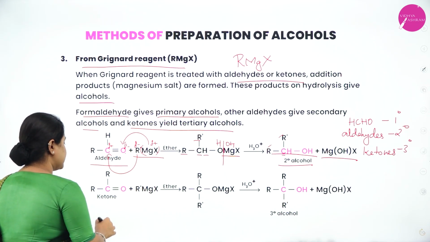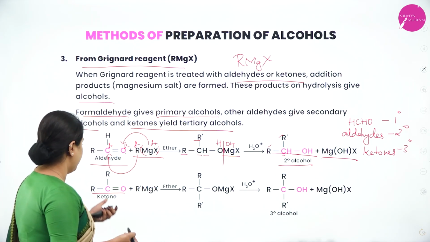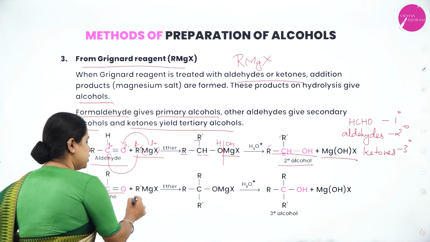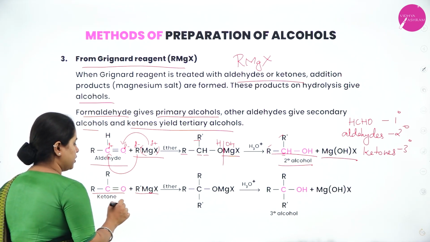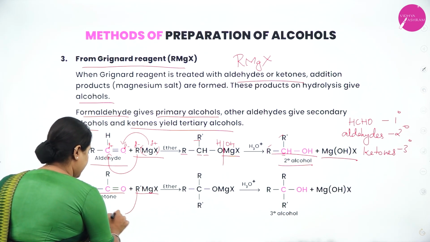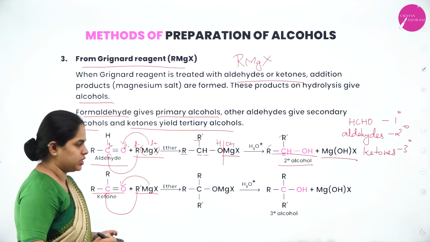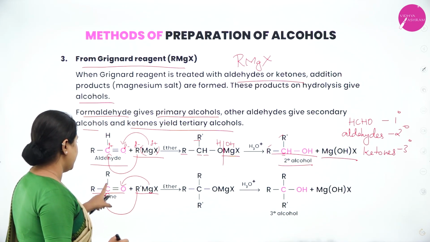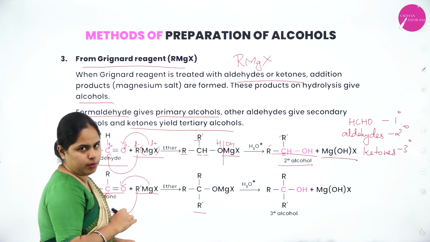Now let us take another example, a ketone, R-CO-R. We have taken a ketone here, to which we have added the Grignard reagent. Here also the same thing goes. The R will attach to the carbon atom and the MgX part will be attached to the oxygen. So you are going to get C, where already two R were there, this R will also be attached, and OMgX will be formed.